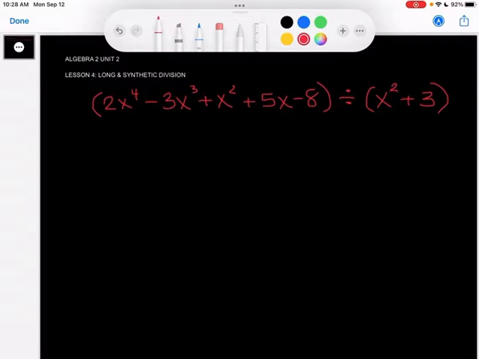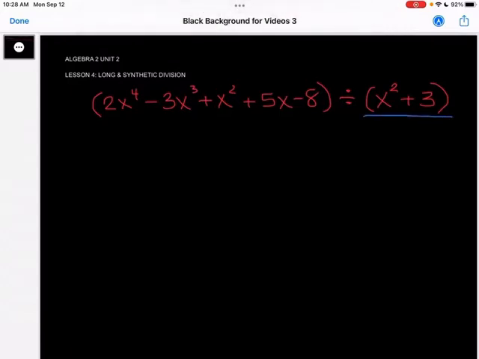Now, just a quick review before I start this. Long and synthetic division is used when you're dividing polynomials. So if you're dividing by anything other than a monomial, in this case we're dividing by a binomial, x squared plus 3, you have to use either long division or synthetic division. If you're dividing by a monomial, which would just be like 2x squared, you can just divide each term individually.